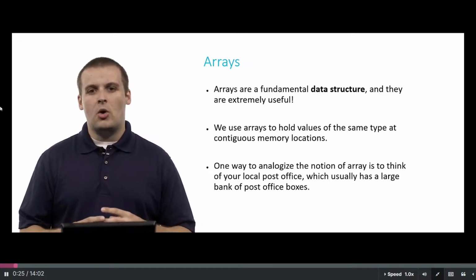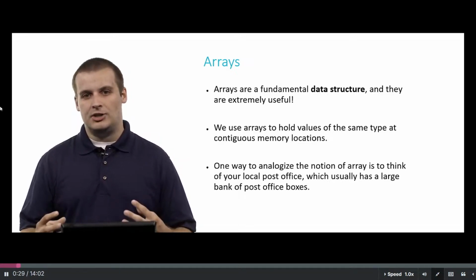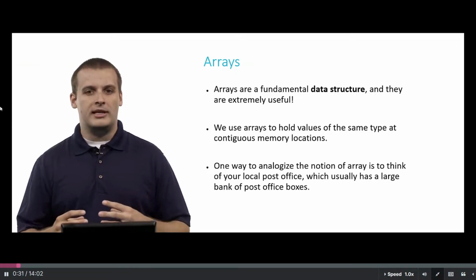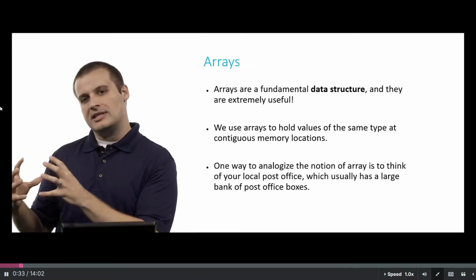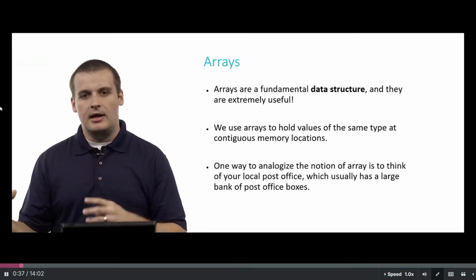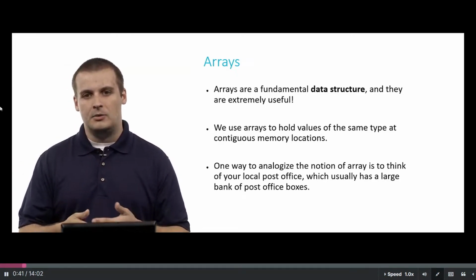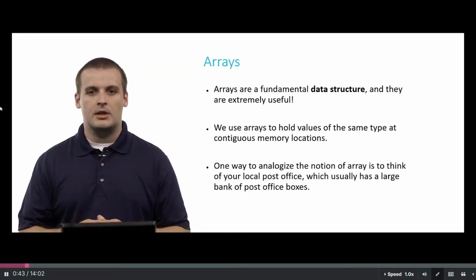We use arrays to hold values of the same data type at contiguous memory locations. That is to say, it's a way that we can group a bunch of integers together in memory, or a bunch of characters or floats in memory really close together, and work with them without having to give each one its own unique name, which can get cumbersome after a little while.